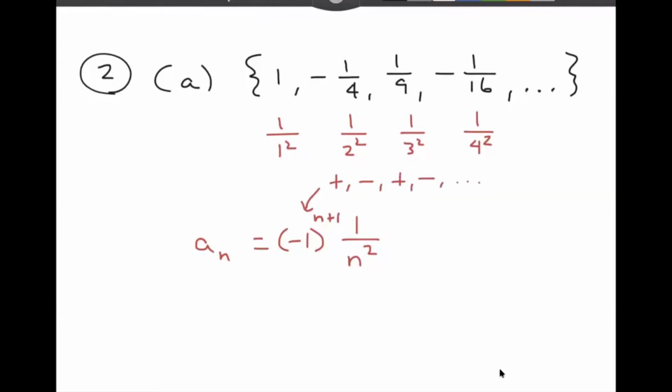Okay. If we wanted them to start with negative, we would have used -1 to the power n. So that would make it go negative, positive, etc.